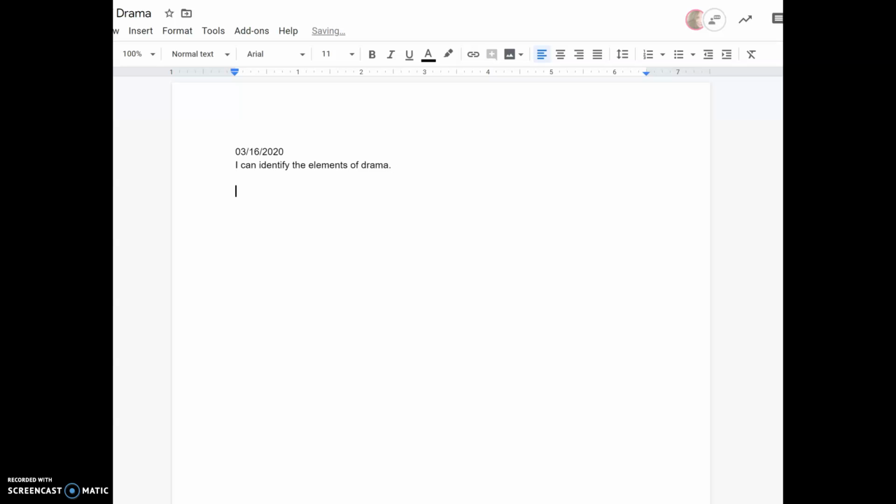So there's our learning target for this week. The first thing we're going to do is write elements of drama. And we're going to identify those elements of drama and be able to describe what those elements are. So when we read a drama or a script, as the note said, we will be able to see that it is a drama.